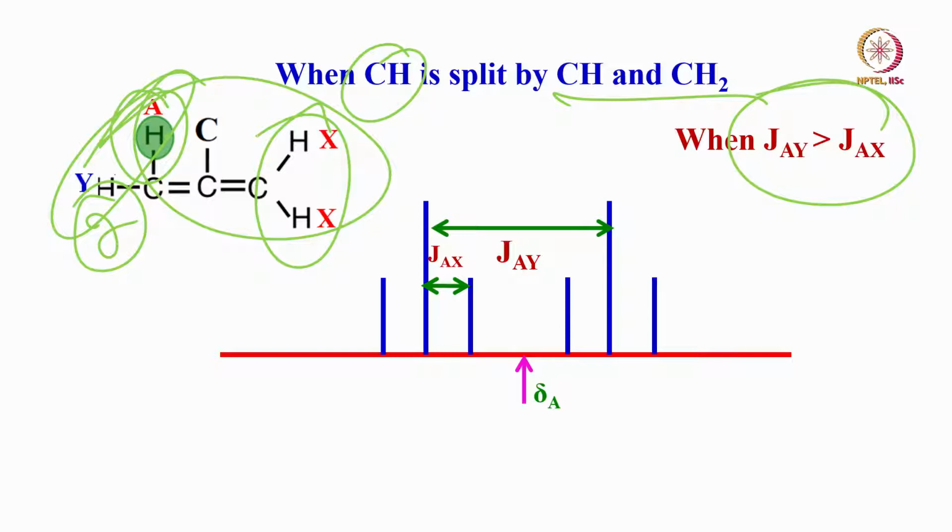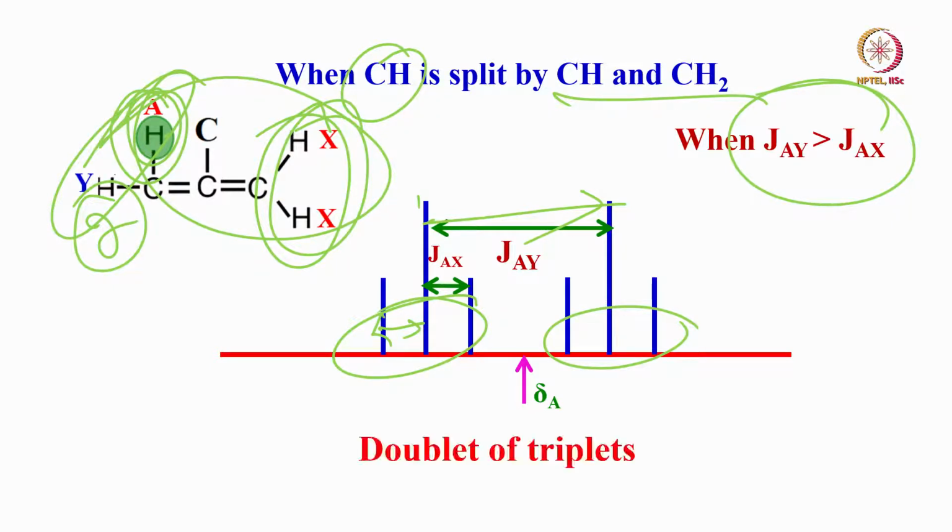Each component of this doublet will be further split into triplets because of the 2 equivalent protons of CH2. So the pattern we get is a large doublet, and each line of the doublet is split into a triplet. The large separation of the doublet gives you the coupling between proton A and proton Y, and the separation between 2 adjacent lines of the triplet gives you the coupling between proton A and proton X. This is the pattern we expect when the proton is coupled to CH and CH2. What do you call this pattern? This pattern is called a doublet of triplets.